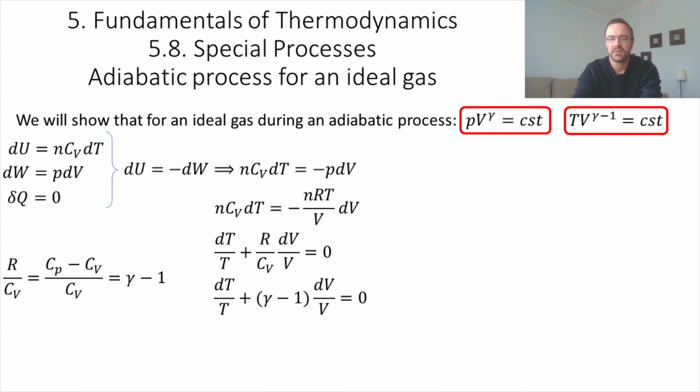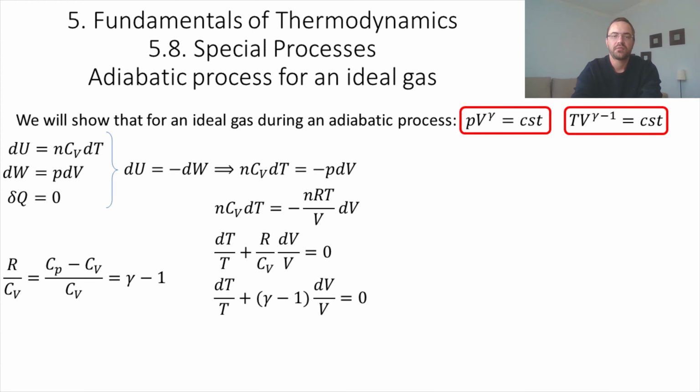You see that if you have an expansion, dV is positive, then since gamma minus 1 is positive because gamma is larger than 1, then a positive dV will imply a negative dT. So we find that during an expansion, the temperature will decrease, and during a compression, the temperature will increase. Right? So we are on a good track.